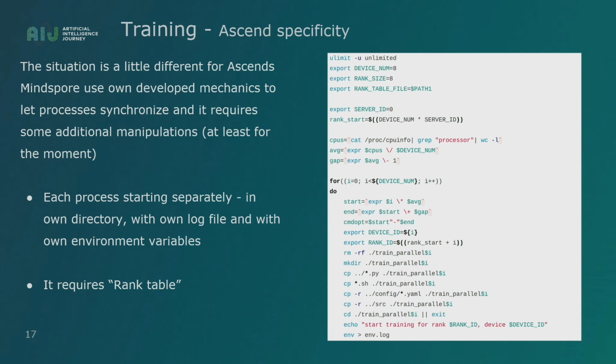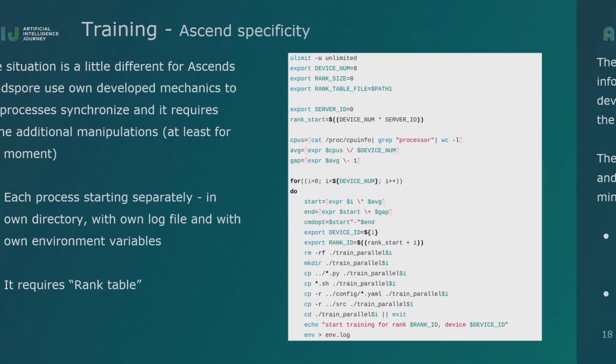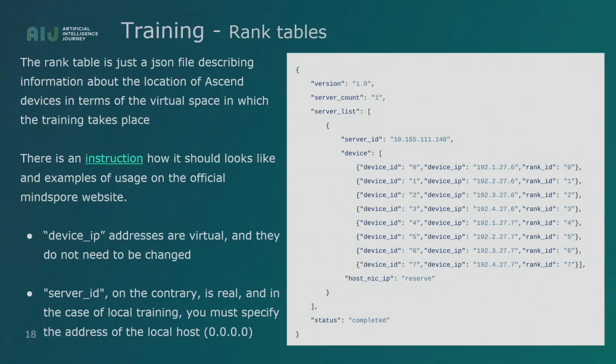Also, in order to run training on Ascend, you need to transfer a rank table to the script. A rank table that describes our computing units in the virtual space of the server. It's nothing difficult. It looks a little bit scary, but since the majority of IP addresses and IDs are in a virtual environment, you can just copy it from the manual on the website. And the only thing you need to type in here is the server ID at the top of the screen.